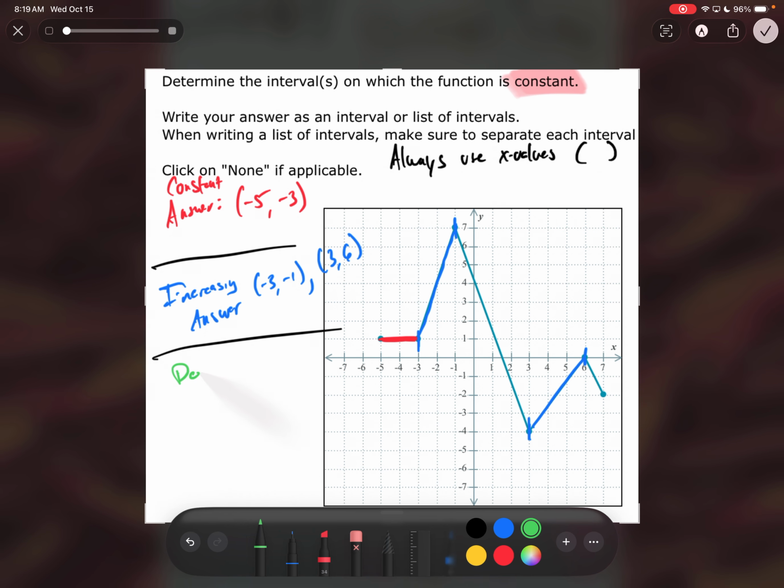Okay, and if it said decreasing, now again on the test, you're only going to have to do one of these, but I figured since we're reviewing, we'll go over all of them. The decreasing would be this one and this one. So that's from -1 to 3. And 6 to 7.